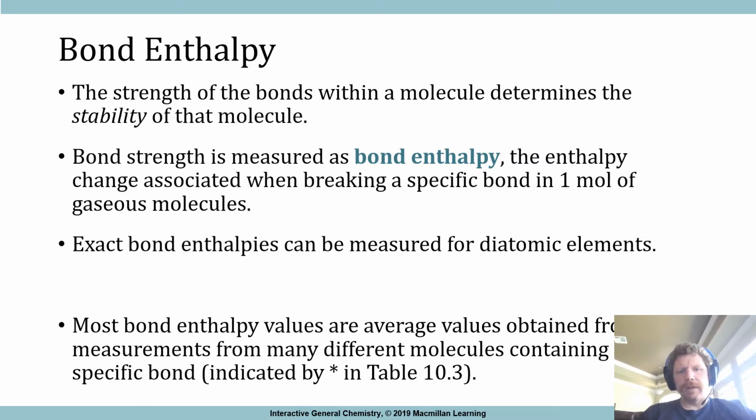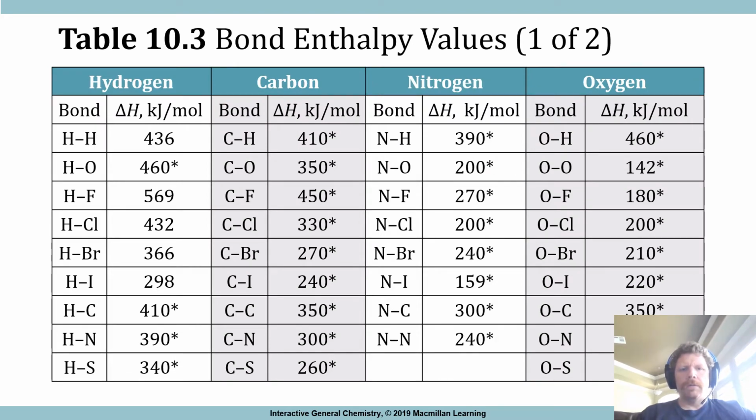So the exact bond enthalpies can be measured for diatomic elements. Most bond enthalpy values, however, in contrast to that previous statement about diatomic elements, can't be measured exactly. Most of these are just averages. So as you see here, we've got a wide range of bond enthalpies, those associated with hydrogen-containing bonds, carbon, nitrogen, and oxygen-containing bonds. And they range from the H2 bond, which is 436, all the way to HS, which is 340.